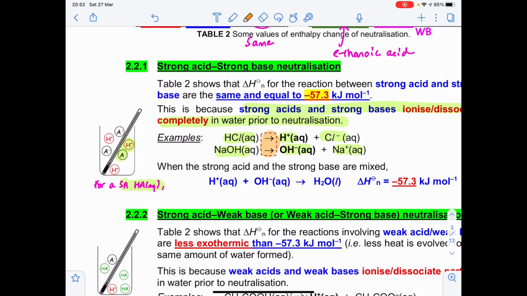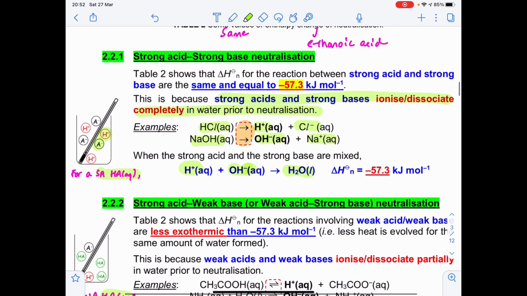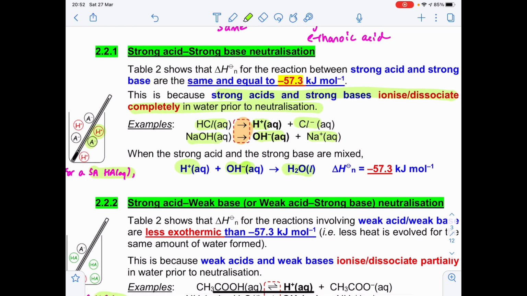So when the strong acid and strong base are mixed, it's like mixing H plus and OH minus directly to give water. So we can represent enthalpy change of neutralization for any strong acid and any strong base using this equation. And therefore, the enthalpy change of neutralization involving a strong acid and strong base is equal to minus 57.3. It's a constant value.